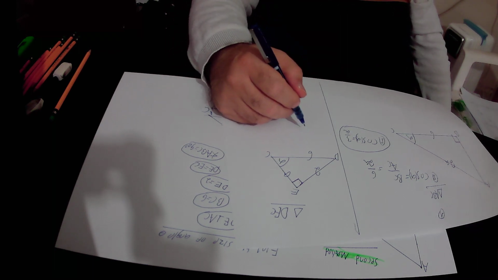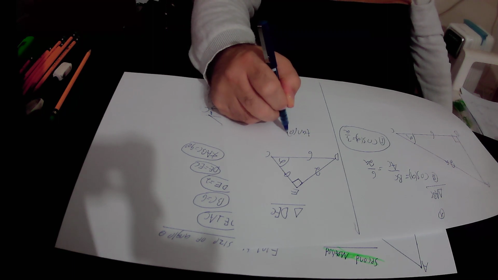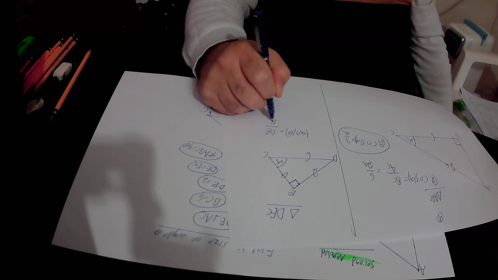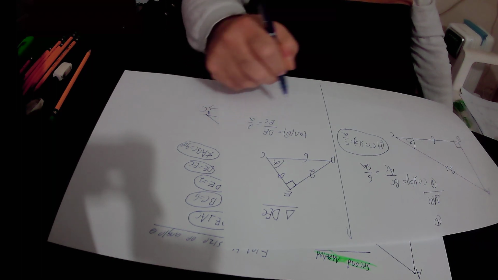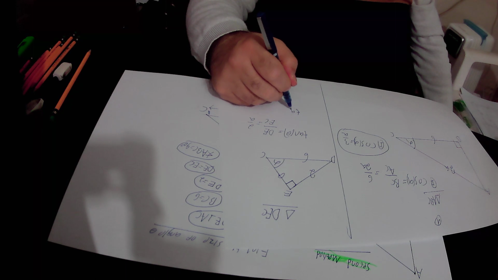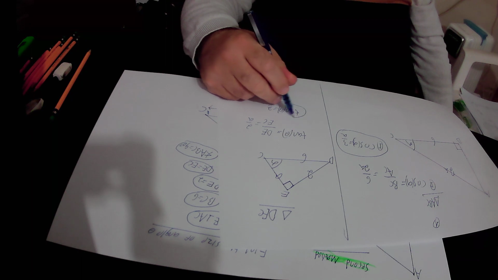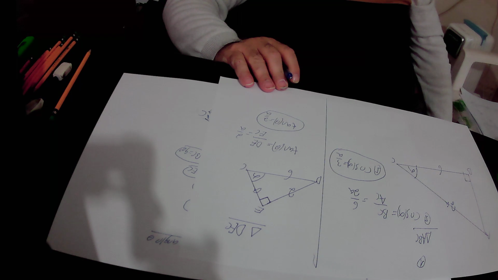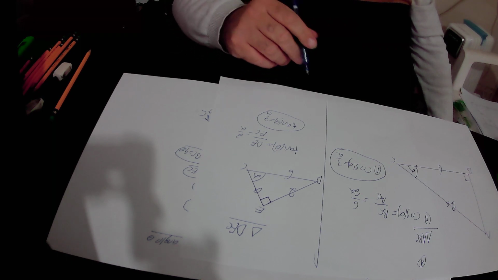Tangent theta in this right triangle DEC equals DE over EC. DE is 2, EC is A. So in conclusion, we found that tangent theta equals 2 over A. So this will be equation number 2.